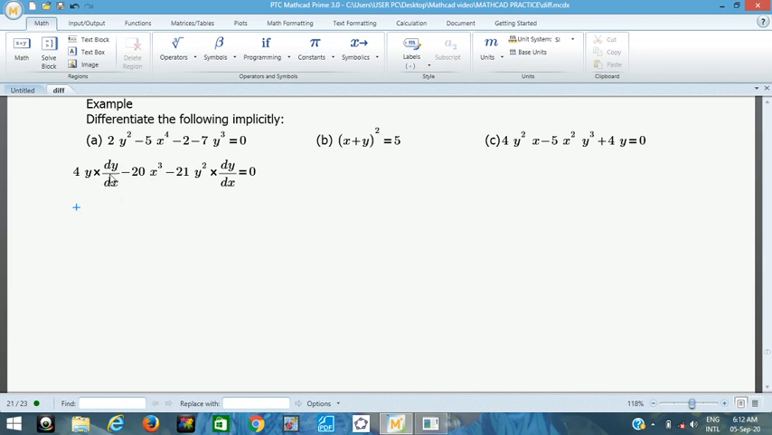After you have done it, the next thing is to make dy dx the subject of the formula. So what I need to do now is factorize dy dx. I need to put them in brackets. We have my dy dx now. Open bracket, you have 4y. Then the other term is minus 21y raised to power 2.